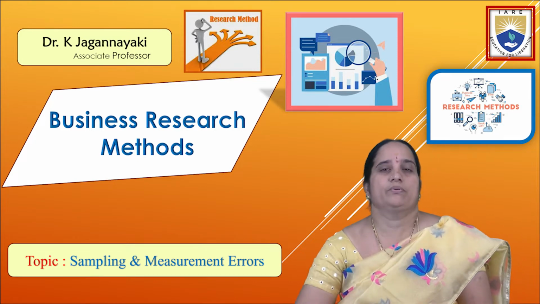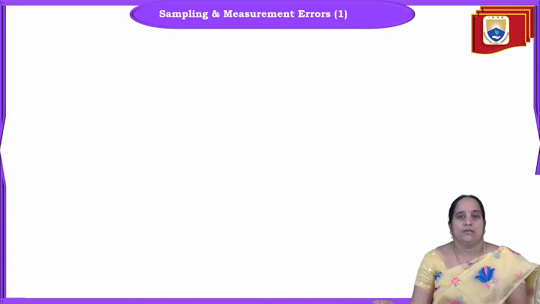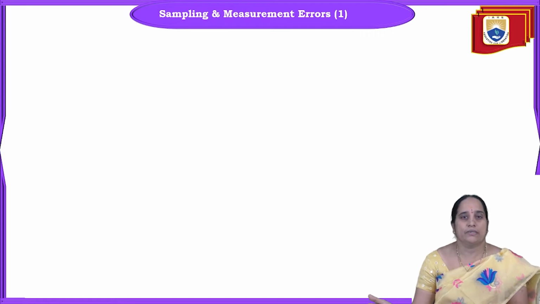Today I want to discuss sampling and measurement errors. In a research study, in most cases we find different types of errors that may occur during the study. How do these errors occur? There are two types of errors: one is sampling error, another one is measurement error. A faulty sample leads to errors in the research study, and the scale you apply to measure characteristics and attitudes may also lead to some sort of errors.